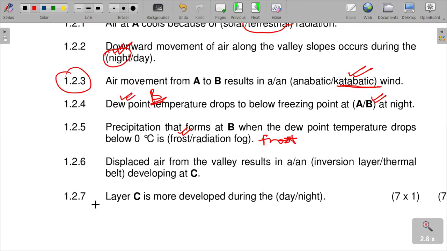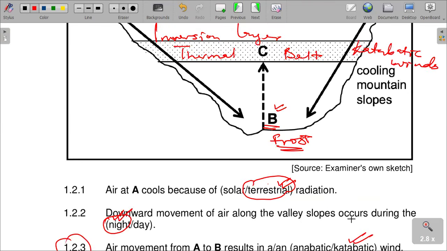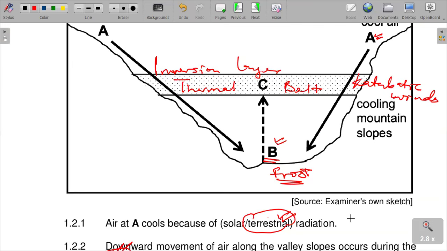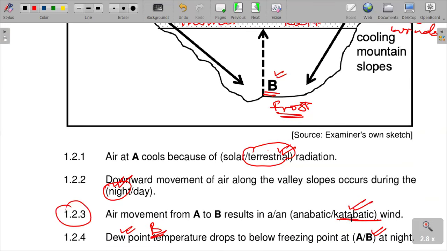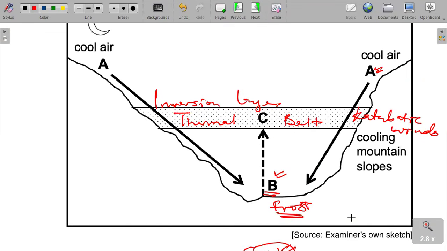And then number 7, layer C is more developed during the dash. It is more developed during the night. Layer C is most developed during the night, class. It is most developed during the night, as you can see that these are downslope winds, air moving from A to B there, which we are saying is moving from the land into the river.